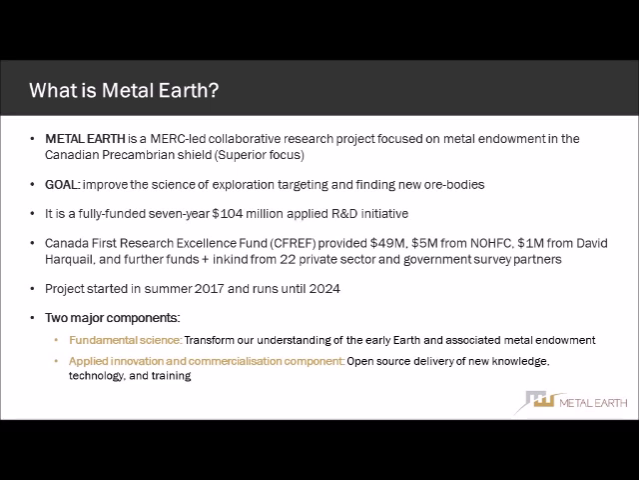It's a fully funded, 7-year, $104 million project, and the money basically comes from the Canada First Research Excellence Fund, which is kind of like a high-level research grant body in Canada. They provided $49 million, and that money was essentially matched by industry, the Northern Ontario Heritage Fund, David Harquair, who's a philanthropist who's associated with Laurentian University, and then things like the OGS, Ontario Geological Survey, private companies building their own projects. It's really a big project involving many, many partners and partner institutions.